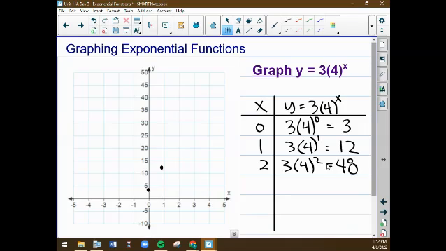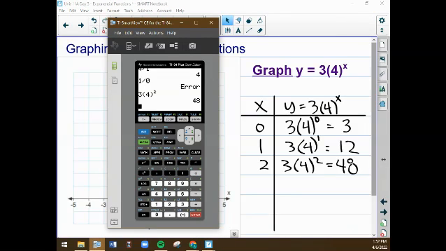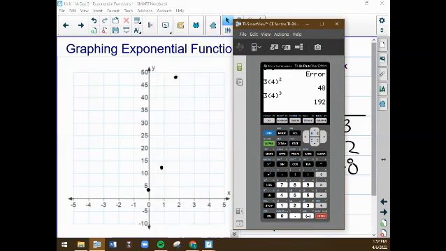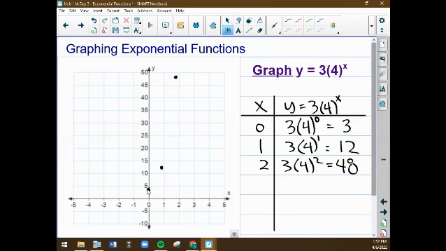Okay, so 2, I'm going to be way up there. If I were to do 3, I'm going to be way up off the graph. If I plugged in 3, I would do 3 times 4 to the third, and I get 192. That's going to be off the graph. So we know that from that first point I started with, it's going to kind of curve upward, and it's going to go up really fast.